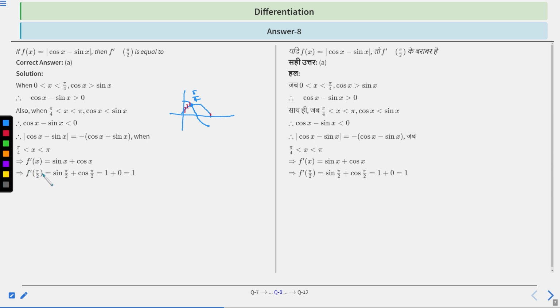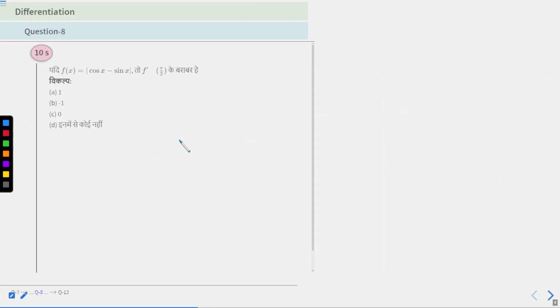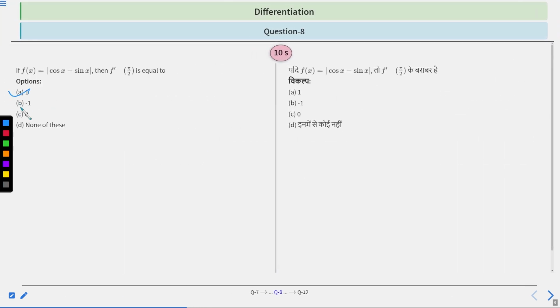So f dash pi by 2 will be sin pi by 2 plus cos pi by 2, which is, sin pi by 2 is 1 and cos pi by 2 is 0. Clear? So answer will be 1, right? Okay, clear? So I think option A is the right choice, 1. Got it? Let's move to the next question.